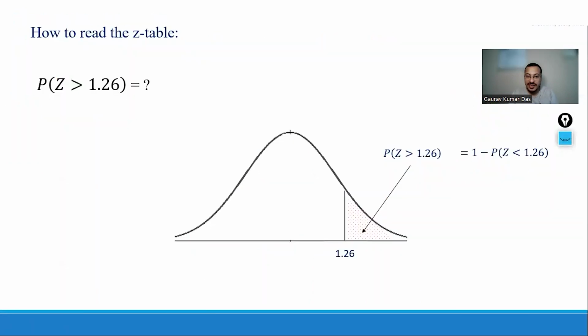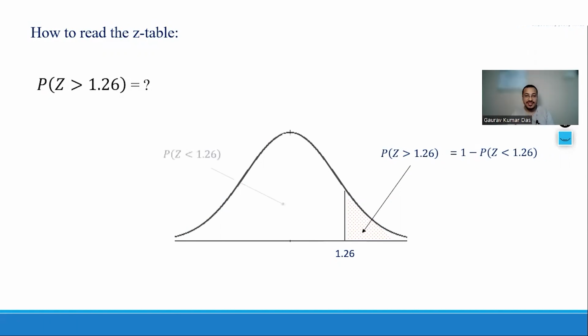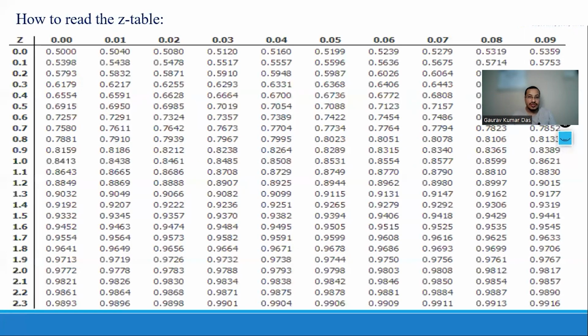So the probability of Z less than 1.26 is this area. So this area on the left-hand side, which is here, is P of Z less than 1.26. So you can simply subtract this region from the total probability, which is always equal to 1, to get the probability of Z greater than 1.26. So all you have to do is calculate the probability of Z less than 1.26 from the table. So let's do that.